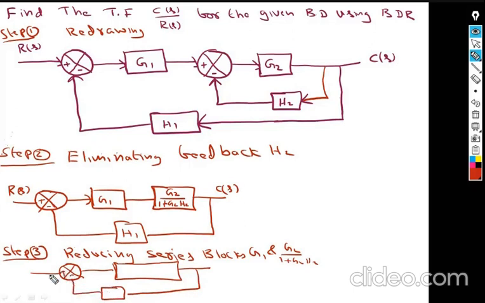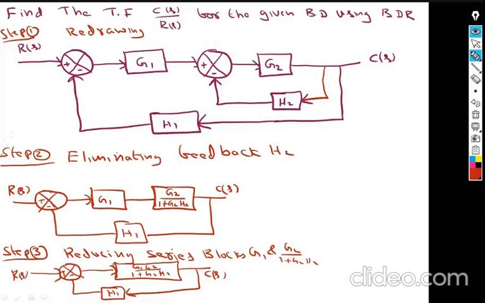Plus minus. So here you will be getting the new numerator. This time it will become G1 into G2 divided by 1 plus G2 H2, and here this is H1. So this is C of S and this is R of S.